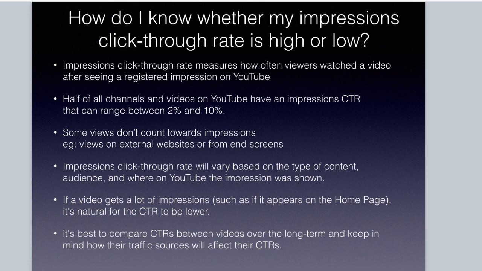So half of all channels and videos on YouTube have an impressions click-through rate between 2 and 10%. Some views don't count towards impressions, like views from external websites and from end screens. So if your video is on a social media site or on your own website, then that impressions click-through rate doesn't count.